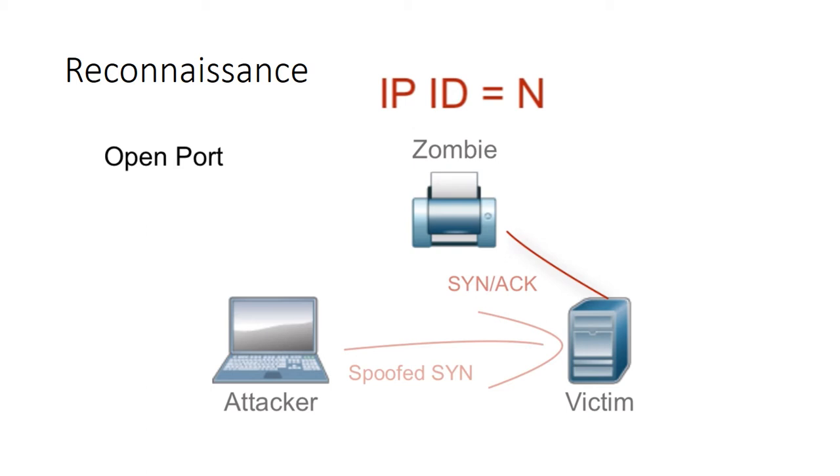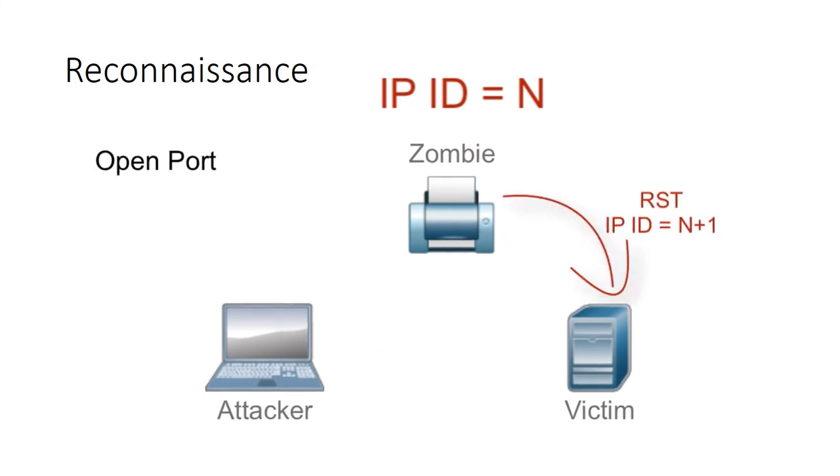The zombie didn't send the SYN and was not expecting the SYN ACK, so it responds with a TCP reset. The TCP reset increments the IP ID value by 1. The attacker then sends a second probe to the zombie to see what the current IP ID is, because the IP ID value has incremented by 2. The attacker can assume that the zombie generated the TCP reset packet, and hence the victim has the TCP port open.